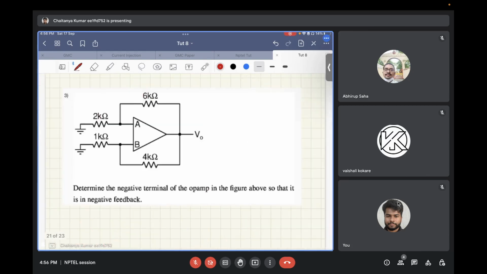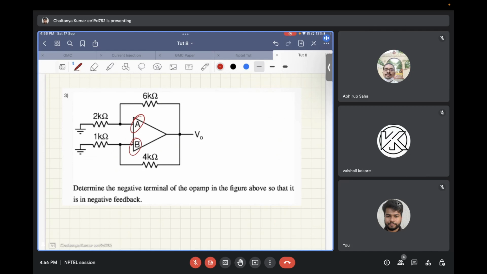Okay, so let's move forward. Now, in this question, again, this is a similar kind of question. This concept we have visited multiple times in this session. You need to find out the signs of these A and B terminals, so that this complete op amp is in negative feedback.